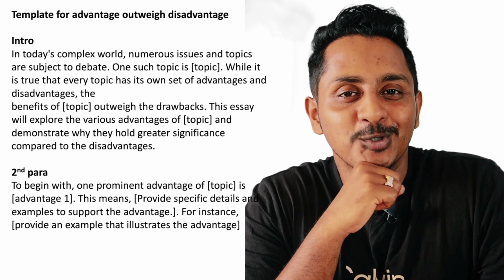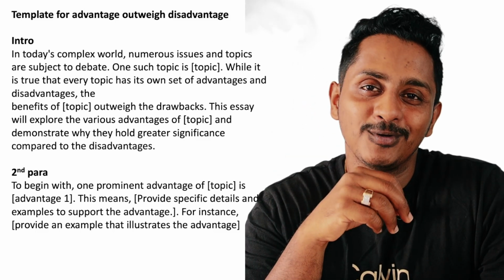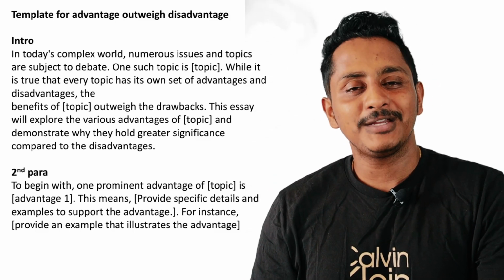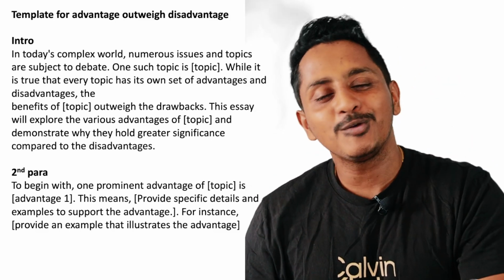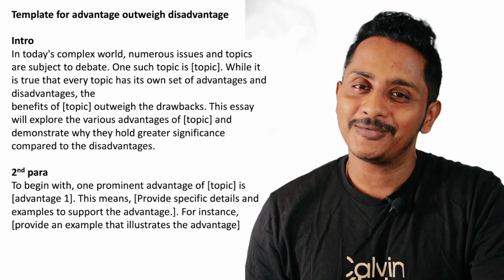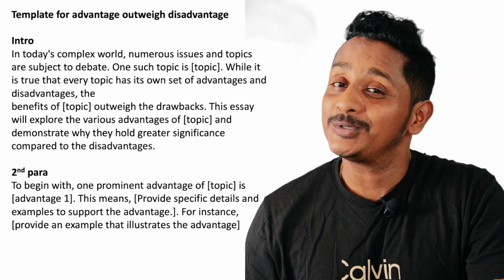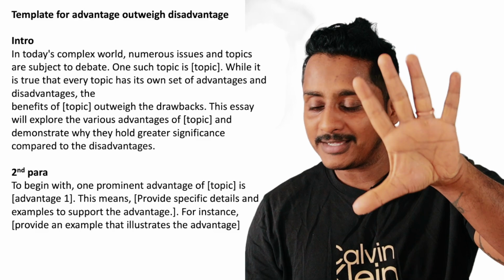In the second paragraph you're going to talk about effective advantages. In the third paragraph you're going to talk about not so effective disadvantages. The fourth paragraph is where you prove that advantage outweigh disadvantage. The fifth paragraph is where you conclude. It is not a 4-para setup, it's a 5-para setup.